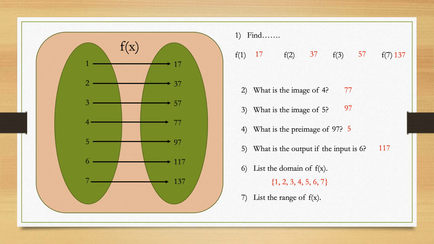Number 7, list the range of f of x. The range is the set of all output values. 17, 37, 57, 77, 97, 117, and 137.